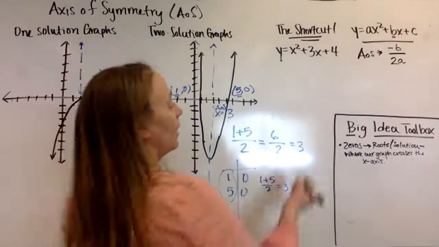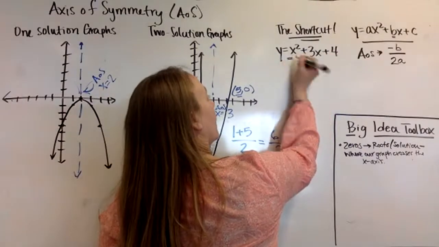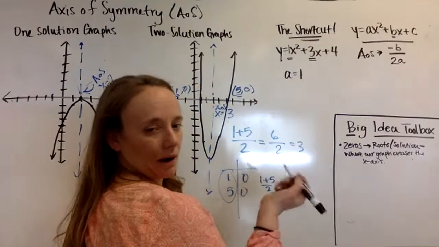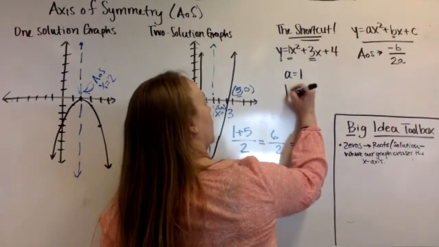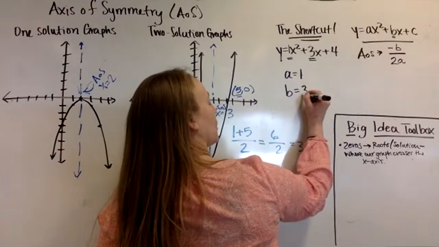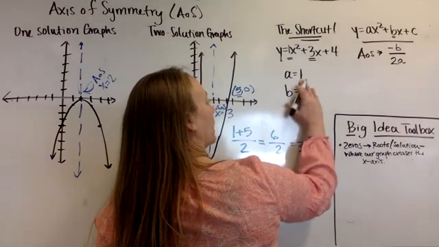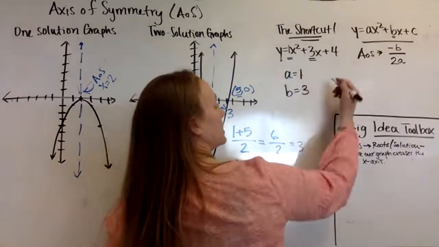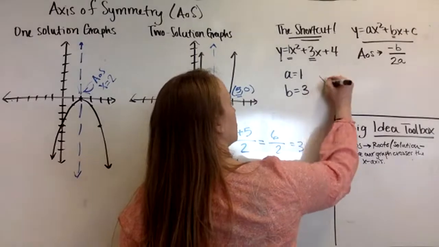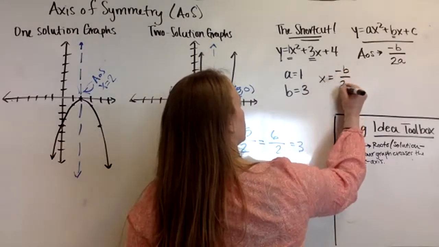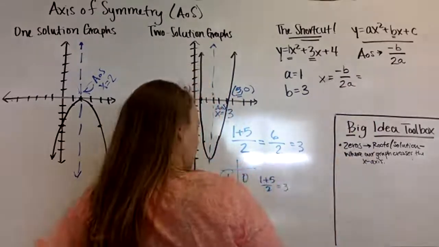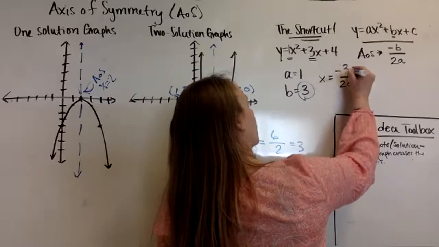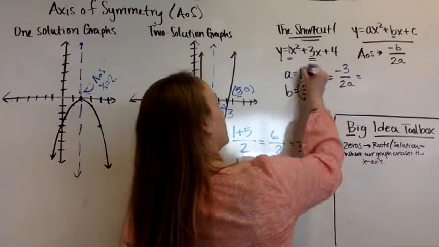Let's check it out. My a is equal to 1. It's that hidden 1 right up there, right? There has to be a 1 there, otherwise there's not a term. And my b in this is 3. So I'm going to put that into this equation: x is equal to negative b over 2a. My b value is 3, and my a value is 1.